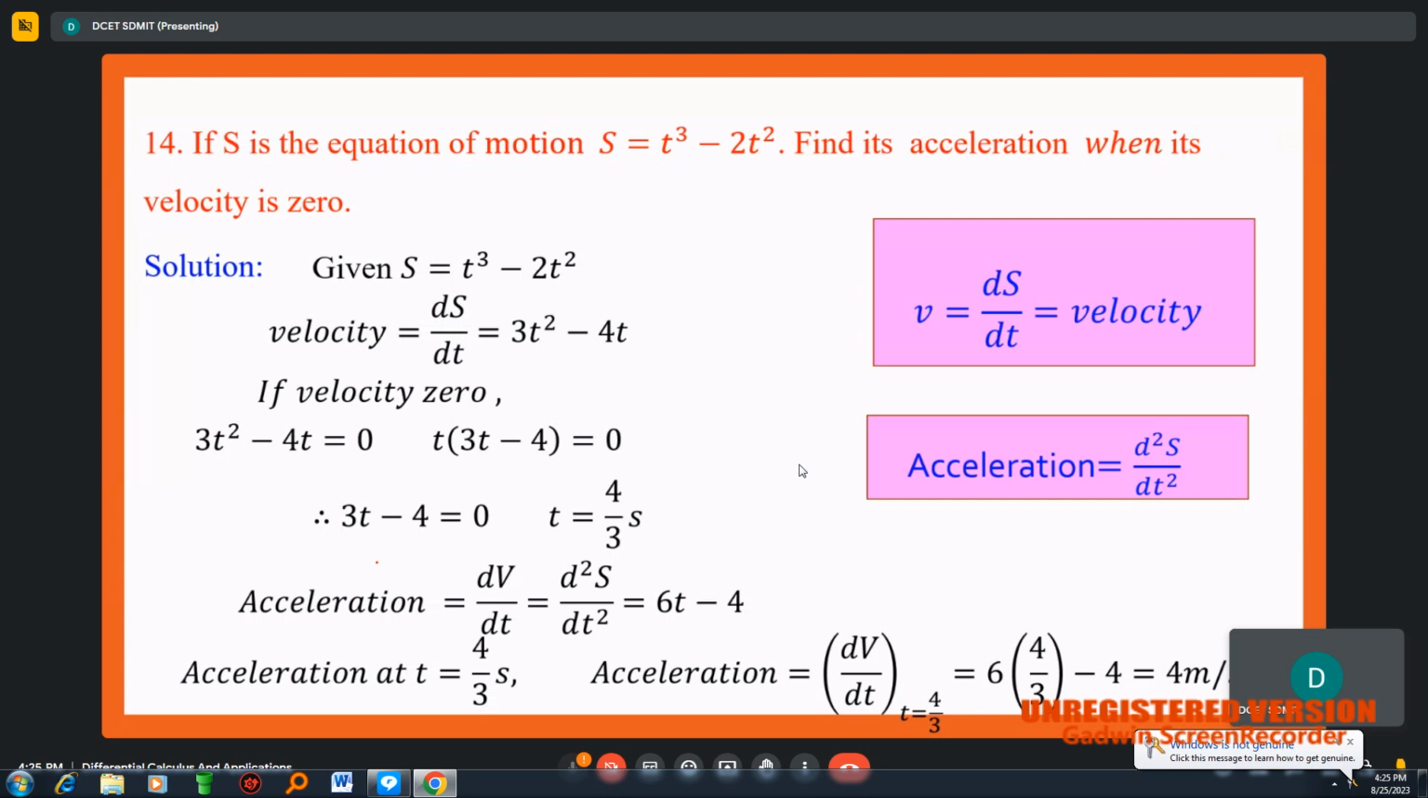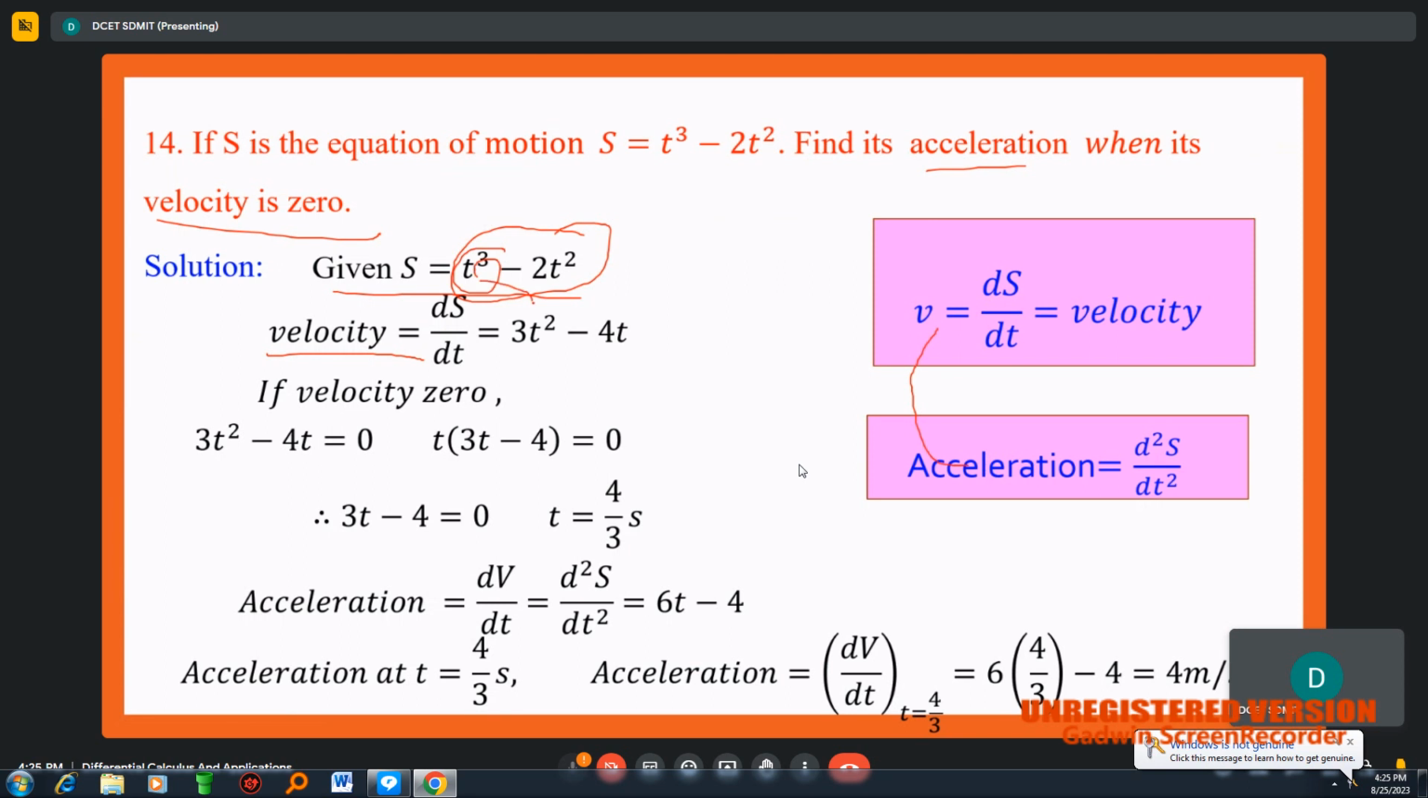If s is the equation of motion, s is equal to t cube minus 2t square, find its acceleration when its velocity is 0. Given s is equal to how much? t cube minus 2t square. What is the acceleration? Differentiation of the velocity. First we have to find out the velocity. Velocity is equal to ds by dt, differentiation of t cube minus 2t square.